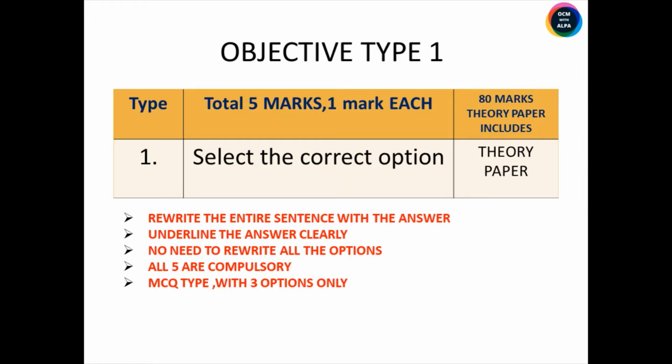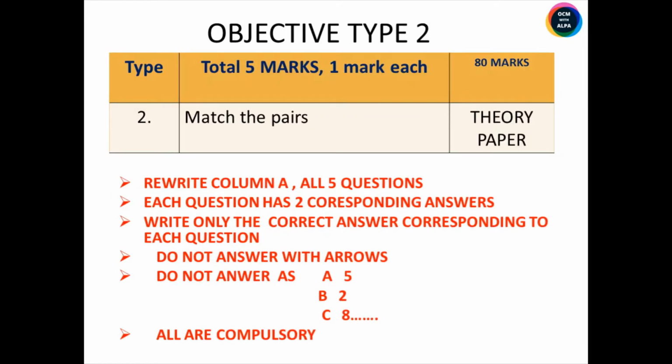So, the next type that we have, objective type 2, is match the pairs. The good old match the pairs, something which everybody is very well versed with. I would like to highlight certain things of how this question is set. You will see that for every correct answer, there is a corresponding wrong answer. So for every question in column A, there are 2 corresponding answers. Make sure that you write only the correct answers. Do not mark the answers with arrows, or do not answer with, A is 5th one, B is 2nd one, and so on.